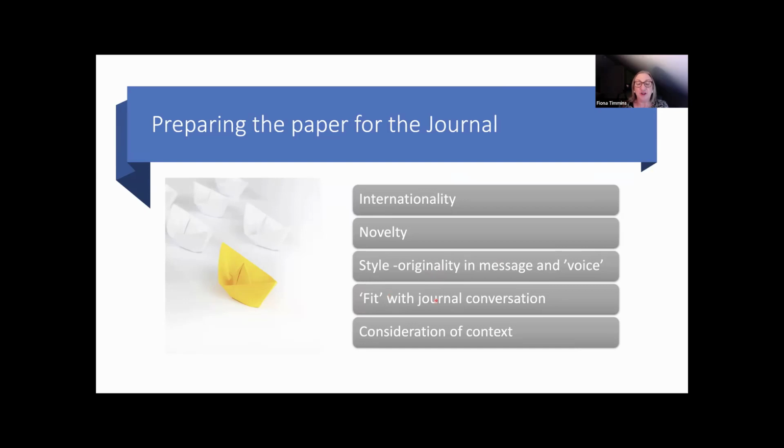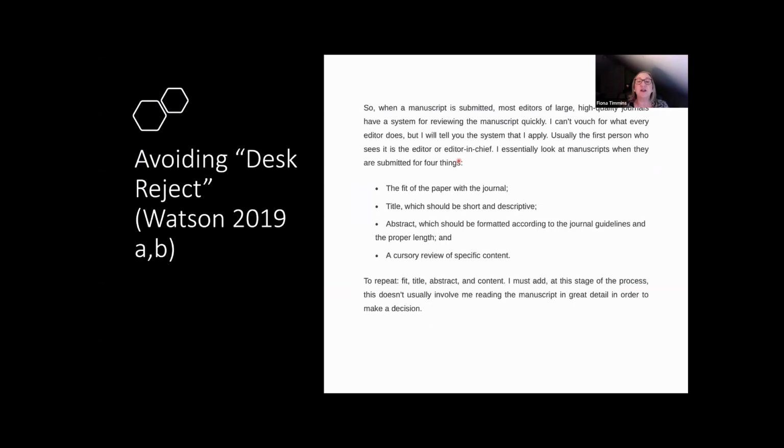And you need to fit with the journal conversation. And really, really important is consideration of the context, that we don't just dive into how advanced practice in Canada has developed. It is important for us to understand the context, but we need to start fairly global and then move into what you're speaking about in relation to Canada. Make no assumptions of the context and also explain your context.